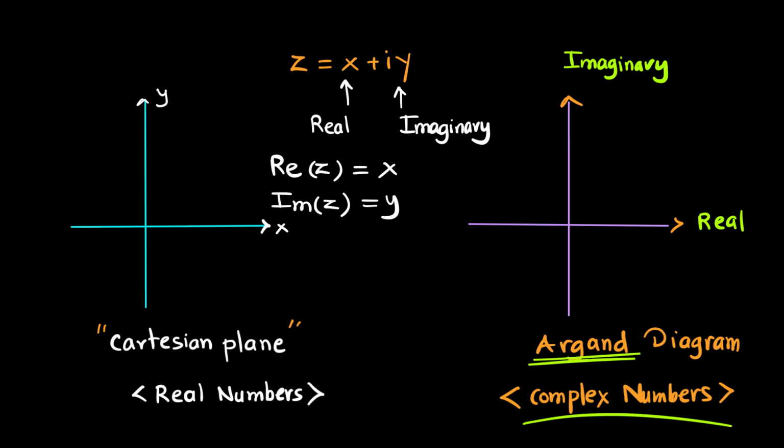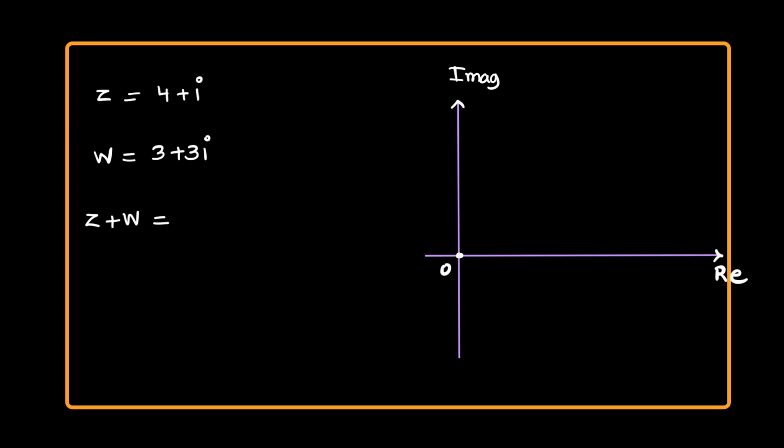So now what we will do is plot different points on the Argand diagram. Let me first label the y-axis as imaginary axis, the x-axis as real axis. This point is the origin. I'm given a complex number z, which is 4 plus i. Another complex number w is given, which is 3 plus 3i. Let's add both of them. So z plus w is added.